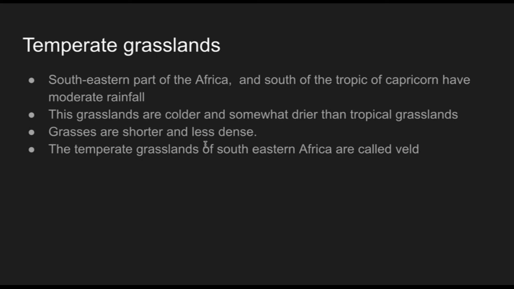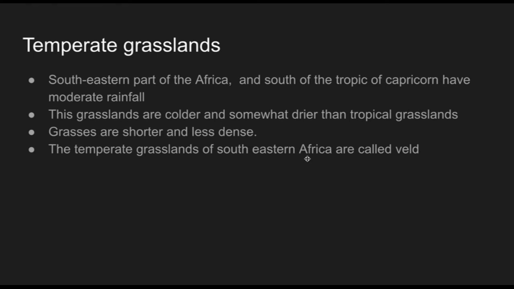Thick grasslands we cannot see in this area. The temperate grasslands of southeastern Africa are called veld. So in Africa itself, two types of grasslands are savanna and also veld. Savanna, what is the speciality? Tall grass and short trees. So savanna also we can see in Africa, and also veld.